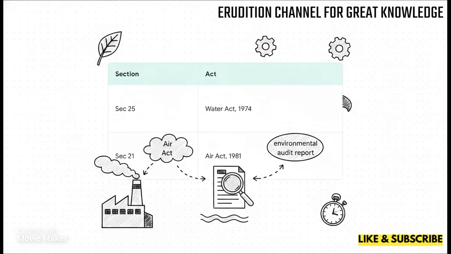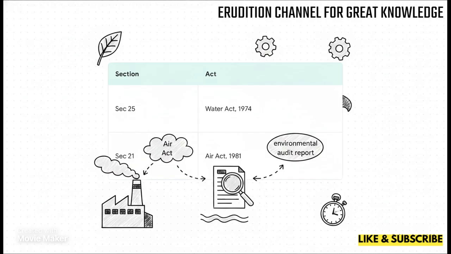Okay, pay really close attention here, because this right here is pure gold for your exam prep. This details the exact legal triggers for submitting an environmental audit report. Under the 86 Act, any person carrying out an industry operation requiring consent under specific sections must submit a report. Memorize these exact section numbers alongside the respective acts for full marks. You need Section 25 of the Water Prevention and Control of Pollution Act of 1974 and Section 21 of the Air Prevention and Control of Pollution Act of 1981.